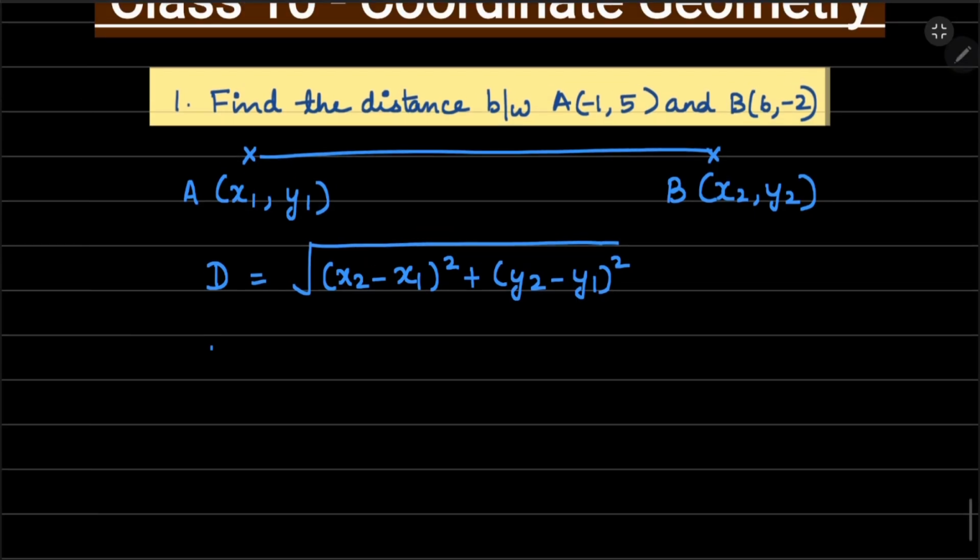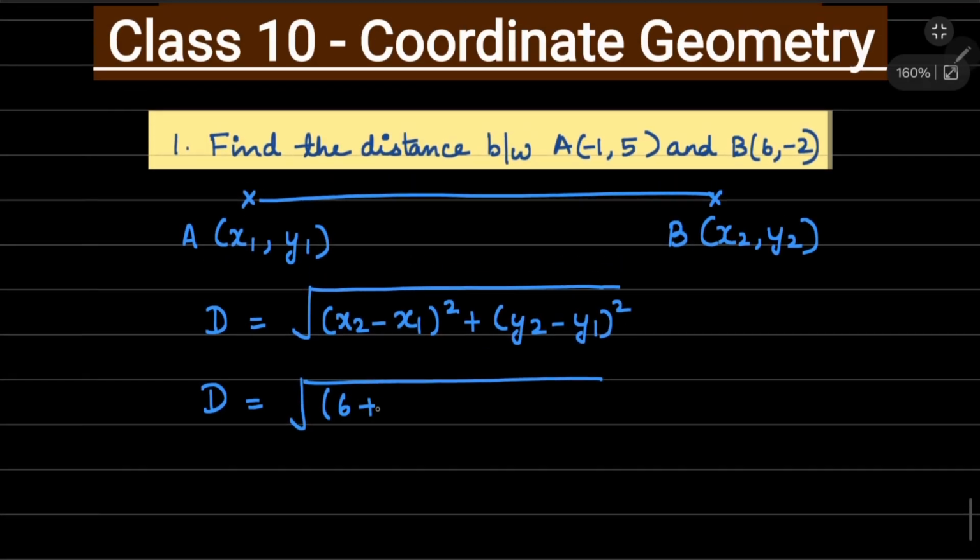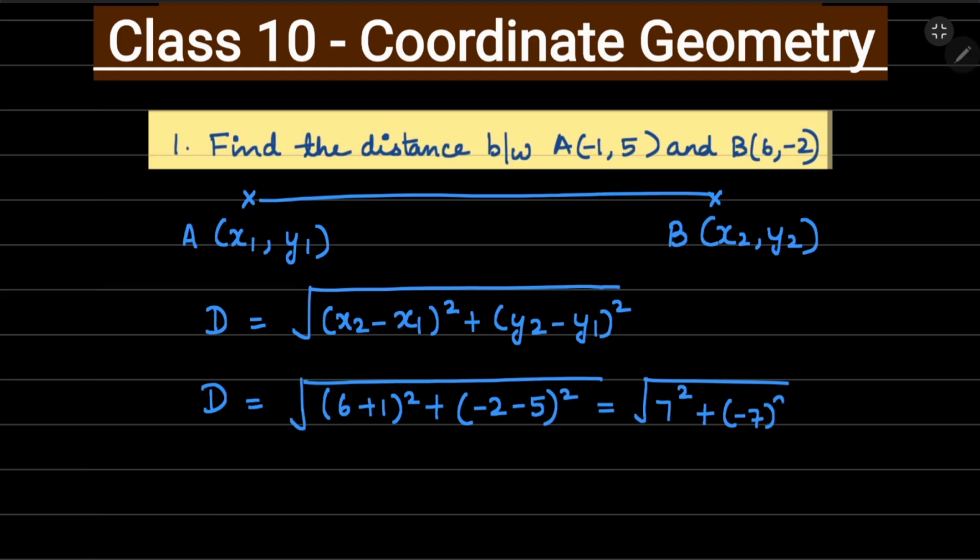Now let us just substitute and calculate. So D is equal to square root of, so what is x2 here? Let your (x2, y2) be (6, -2) and let your (x1, y1) be (-1, 5). So here this is 6 minus of minus 1, which is 6 plus 1, the whole square, plus y2 minus y1, which is minus 2 minus 5, the whole square. So this is equal to square root of 7 square plus minus 7 the whole square.